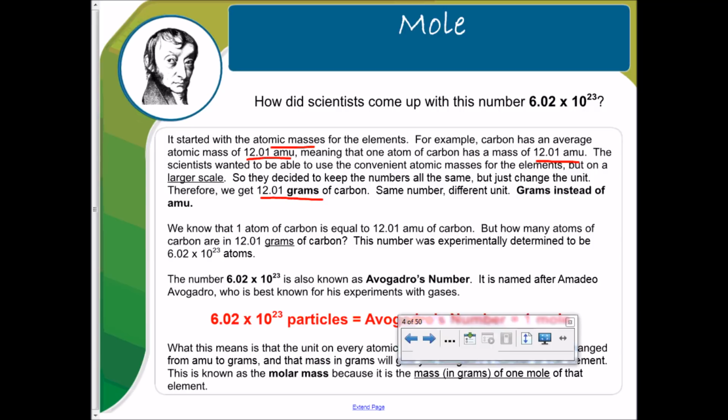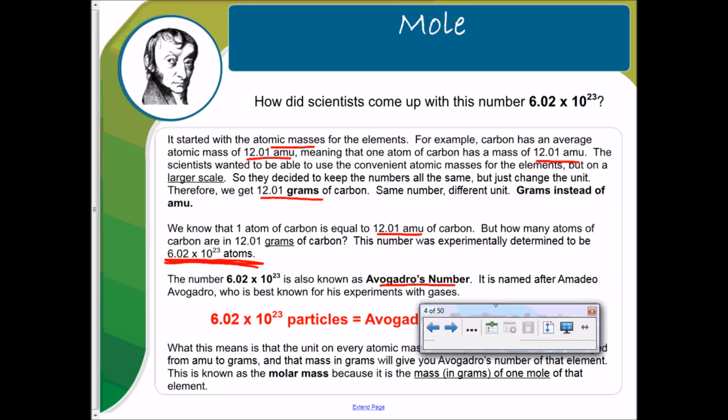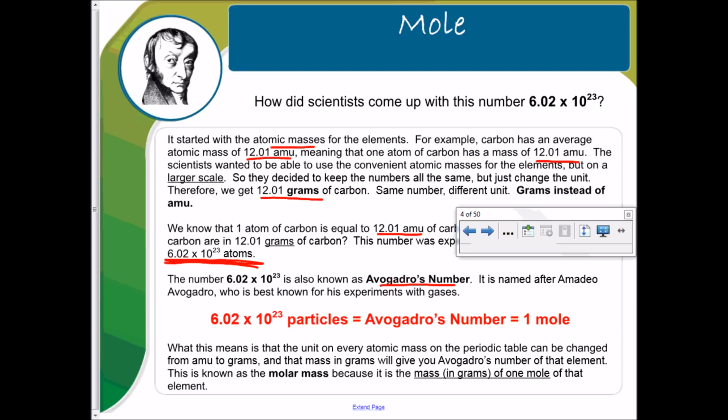We know that one atom of carbon is equal to 12.01 AMU of carbon, but how many atoms of carbon are in 12.01 grams? This is the number that's been experimentally determined to be 6.02 times 10 to the 23rd atoms. This is also known as Avogadro's number. It's named after Amedeo Avogadro, who is best known for his experiments with gases. So 6.02 times 10 to the 23rd particles would be Avogadro's number, which is equivalent to 1 mole.